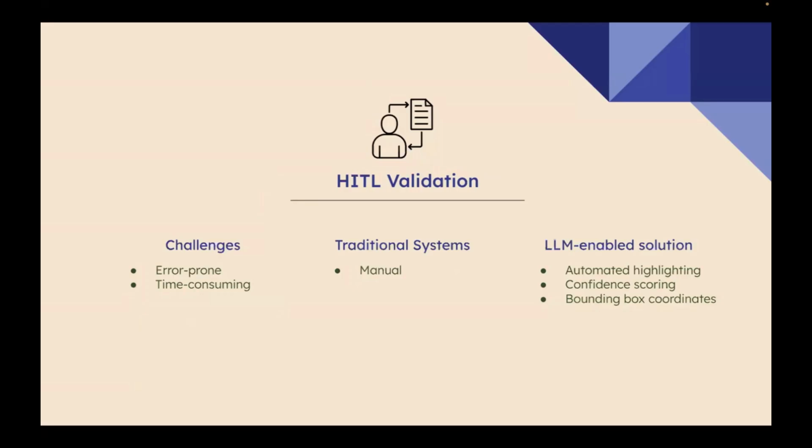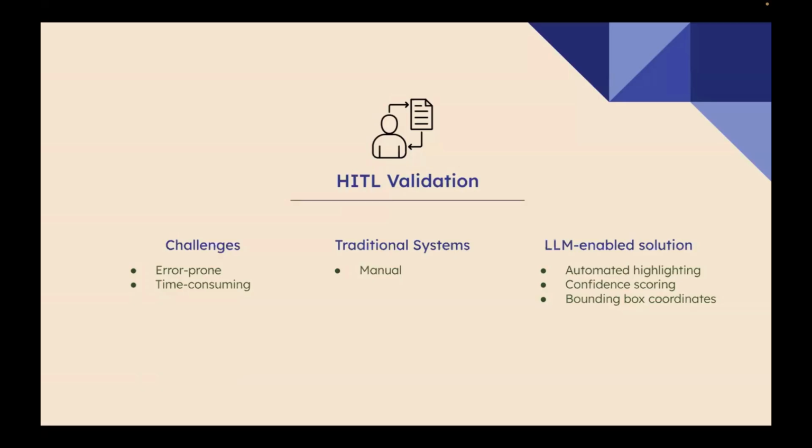The challenge we're seeing today is that this has mostly been done manually. They'd usually have a checklist and go through it to perform this validation manually, which is error-prone as well as time consuming. With LLM-enabled solutions, we have automated highlighting capabilities, which immediately highlight the original space in a document where a particular piece of data was fetched from. It also comes with metadata like confidence scoring and bounding box coordinates. We'll take a look at this in the demo.